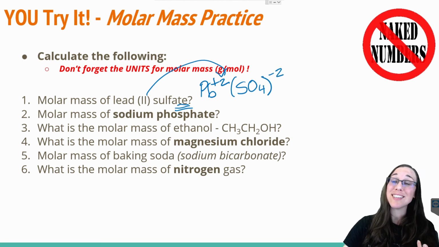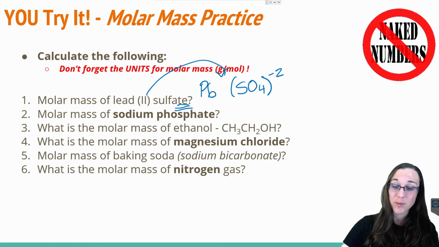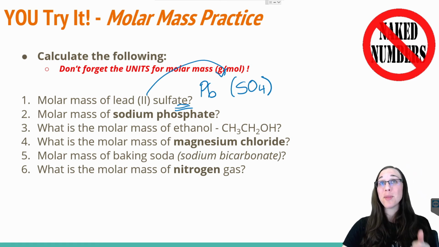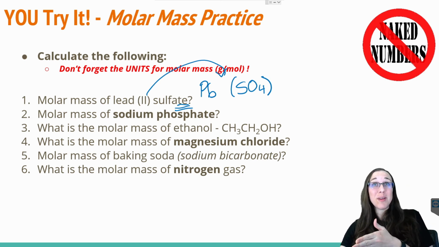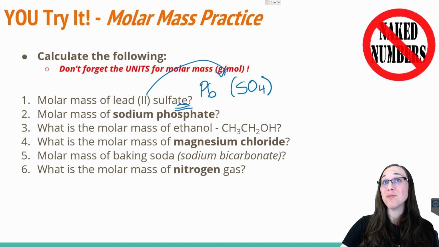Those two cancel out conveniently. So +2 - 2 gives me 0. Perfect. So my molecule of lead 2 sulfate is PbSO4. Now I can go to my periodic table and find the mass of Pb, find the mass of 1 sulfur, and find the mass of 4 oxygens.